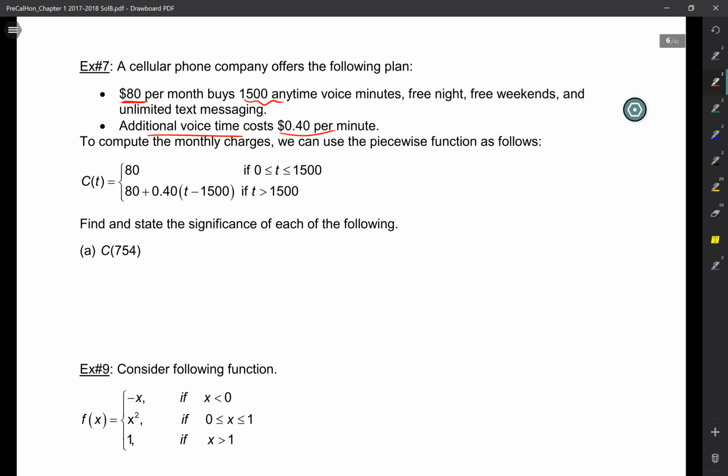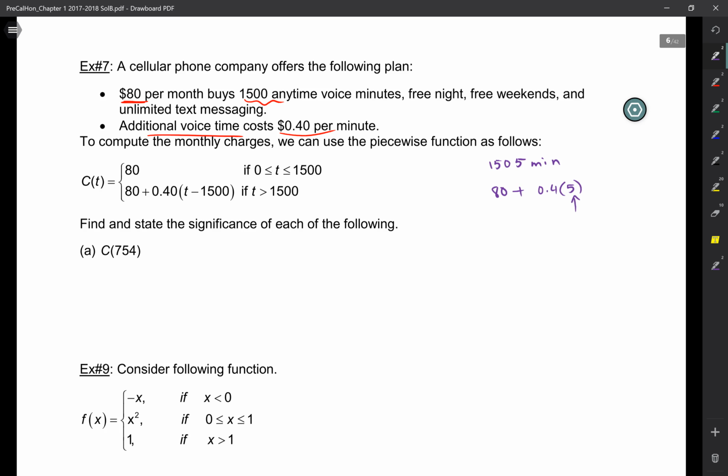Anytime your t goes past 1,500, you're paying a different amount. So for example, if you talked for 1,505 minutes, what would you pay them? You would pay them the $80 plus, how many minutes have you gone over? 5. So 0.4 times 5. Now, how do you get the 5? It's the amount that you've talked minus the 1,500. So that's t minus 1,500. So if you look here, it's $80 plus 40 cents times t minus 1,500. All right? So that's all fine.